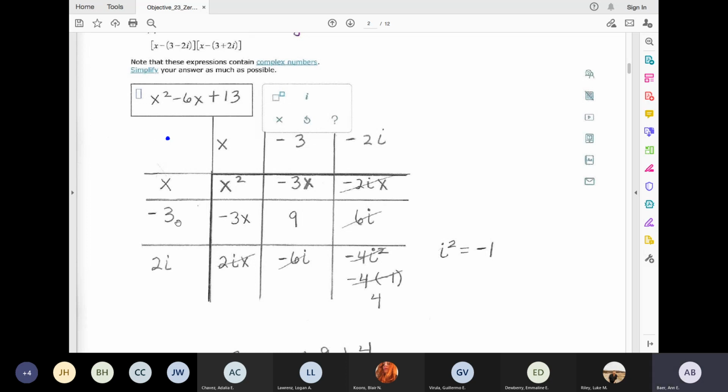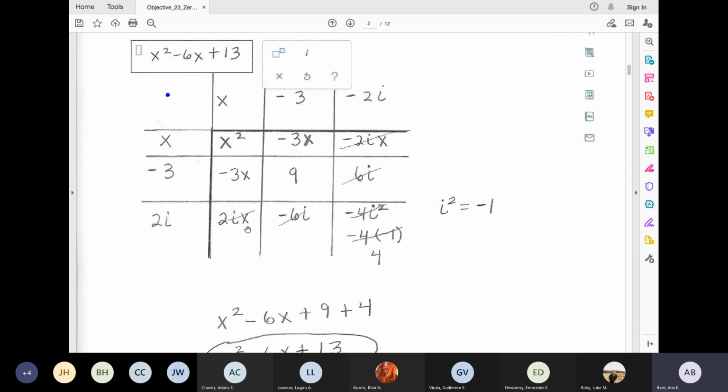Here we get negative 3. Here we get negative 2i. Negative times a negative is a positive. 2 times 3, or 3 times 2, is 6. And then we have an i. Down here, to get what goes in this box, straight over, 2i, straight up, x. That's 2ix. Here, straight over 2i, straight up, -3. -3 times 2 is -6, and then we have an i here, so it's -6i.